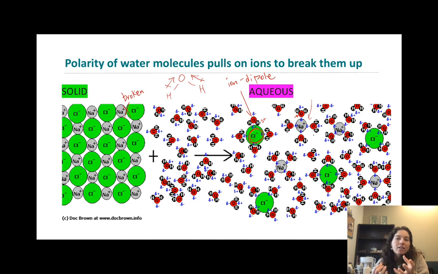So you'll see that the positive ions are surrounded by the partial negatives of the water, and the negative ions are surrounded by the partial positive sides of the water. And this attraction is pretty strong. So we've got to break the attraction between the sodium and chloride and create a favorable attraction between the water and the individual ions. And when that happens, we call our salt dissolved. So whenever all of the little ions are pulled apart by the water molecules, that's what we call dissolution, or we consider it being dissolved.